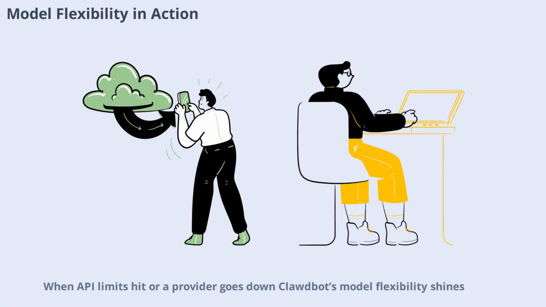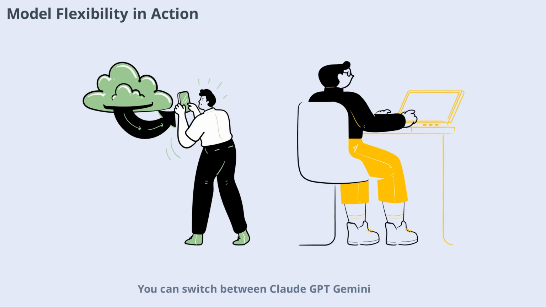When API limits hit or a provider goes down, Clawdbot's model flexibility shines. You can switch between Claude, GPT, Gemini, or local models with a simple configuration change. This ensures you're never left without AI assistance, no matter what happens behind the scenes. It's a level of reliability that's hard to beat.